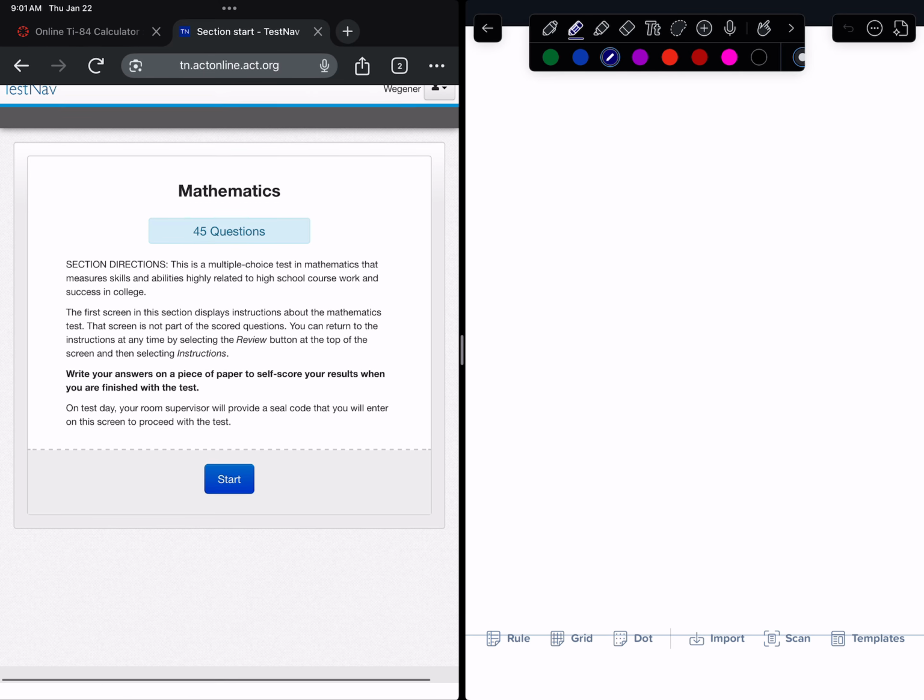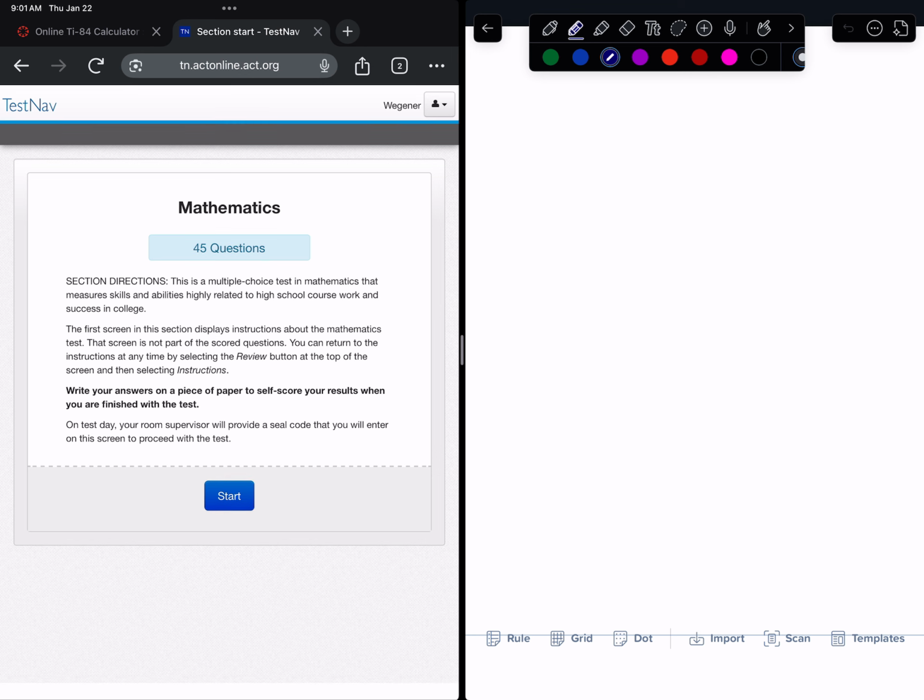So there's 45 questions on the math section on the ACT. You have 50 minutes, so about a minute and 6 seconds for every single question. Now, some of the questions are going to be a lot easier than others, and some of them might take you more than a minute. But on average, it should be about a minute and 6 seconds, okay? So your goal is to complete all 45 questions before the timer hits 0, okay?